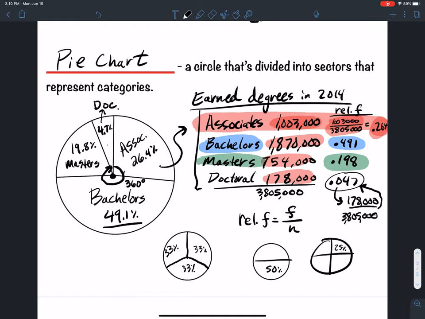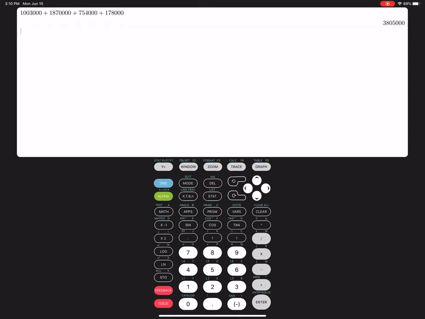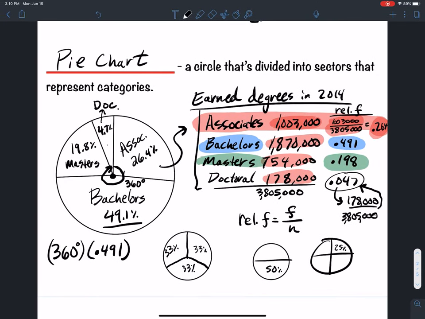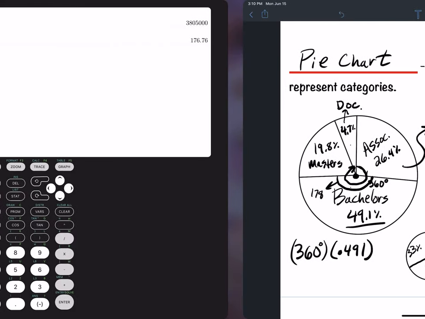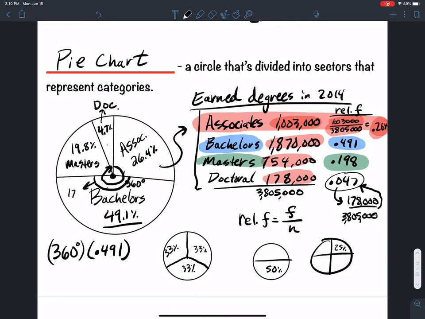So if I had like 49.1% and I wanted to know what the degrees was, I'd take 360 degrees and I'd multiply by 0.491 to get how many degrees that angle was. So like 360 times 0.491 gets me 176. So basically this angle here is like 178 or something like that, or 177 rather.